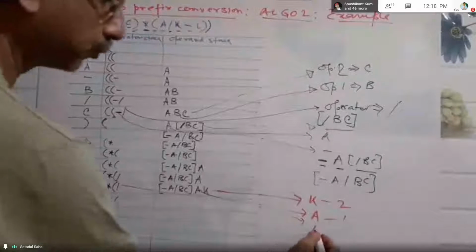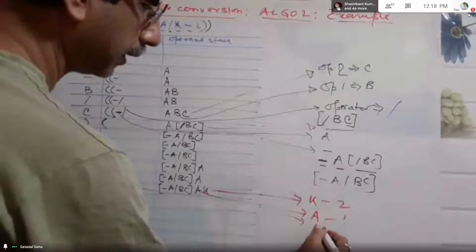So K will be out. Then you pop A. A will be out. Mind this, it is operand 2 and it is operand 1. Then you pop this division. So it is an operator. So you have to concatenate, that is operator, then operand 1, then operand 2.